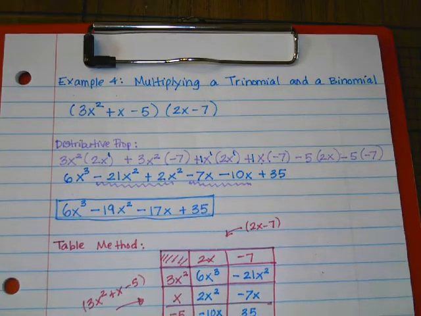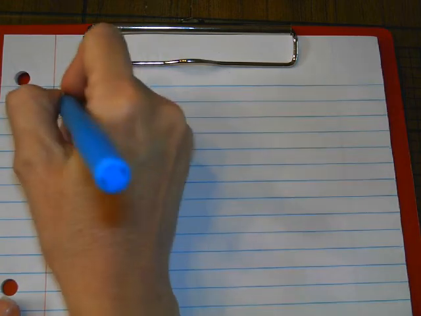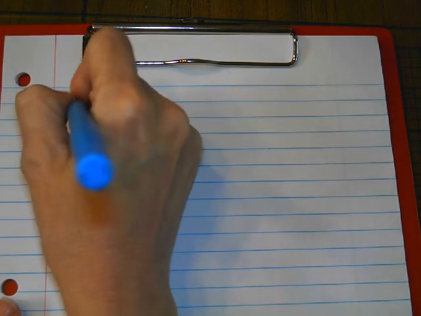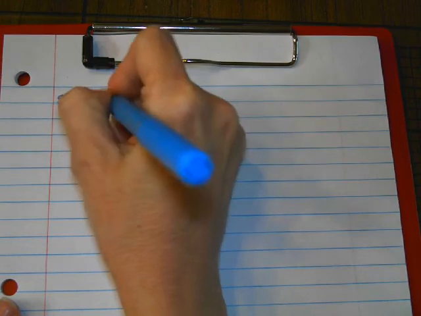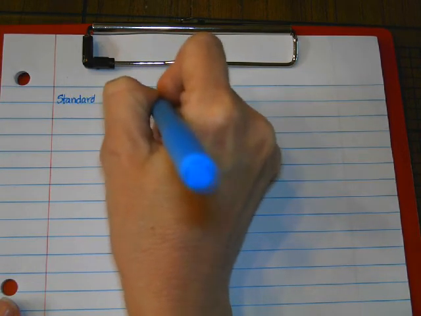So I'm going to bring this back down. We're going to need more room, so we'll switch out a piece of paper for this. We're going to go ahead and write down this final way to do this. And this is called the standard multiplication method.